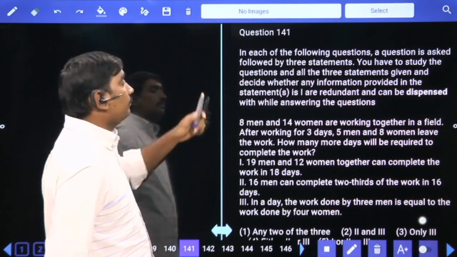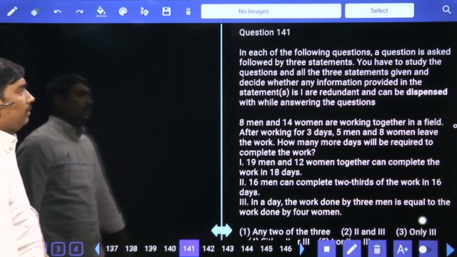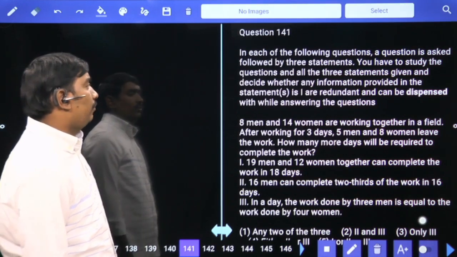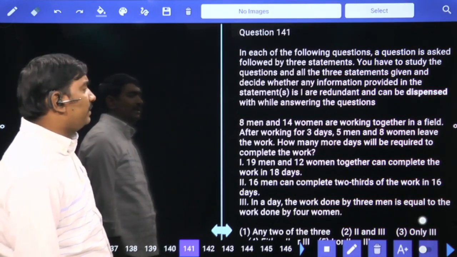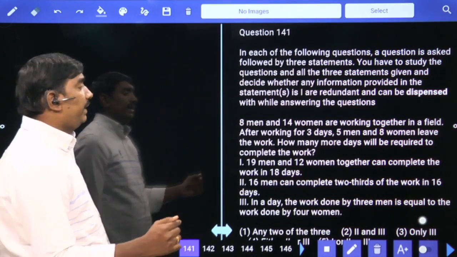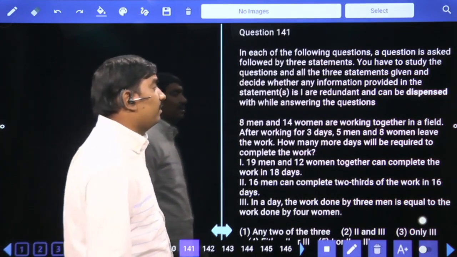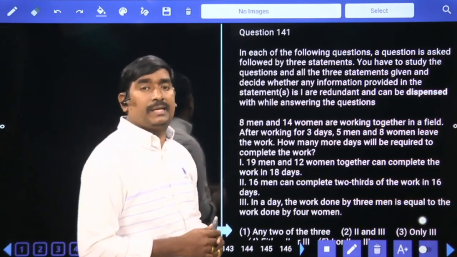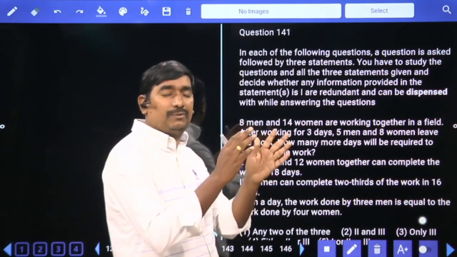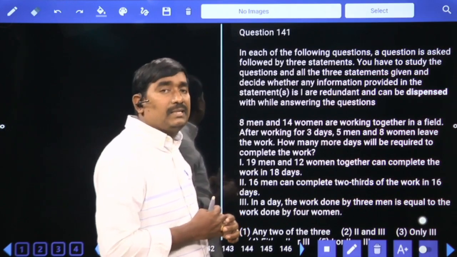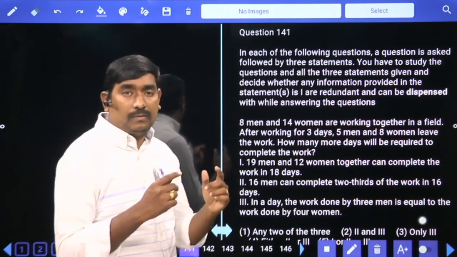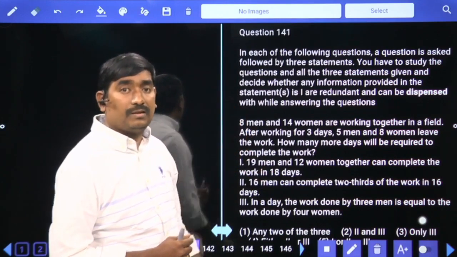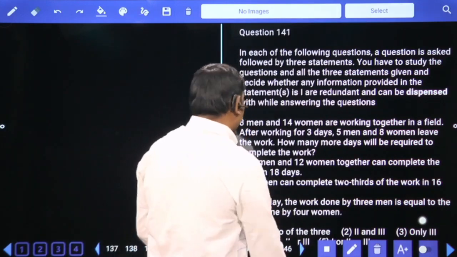Next. Each of the following questions, a question is asked followed by 3 statements. You have to study the question and all the 3 statements given and decide whether any information provided in the statements is redundant and can be dispensed. Redundant and can be dispensed means opposite to data sufficiency. In data sufficiency, you calculate which statements are required, but here we need to find which statements are not required.